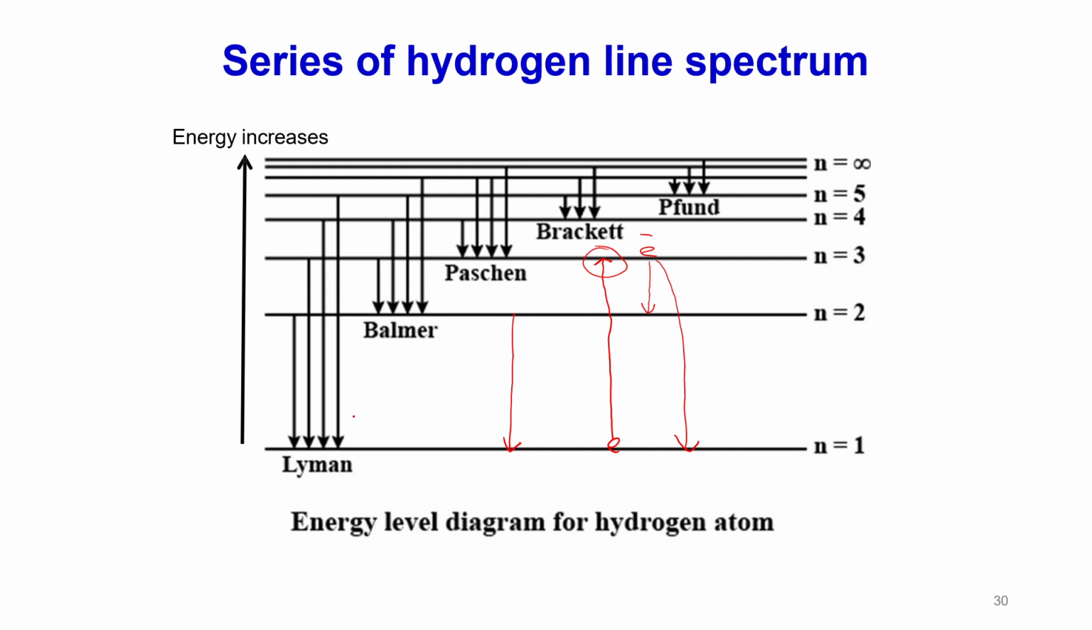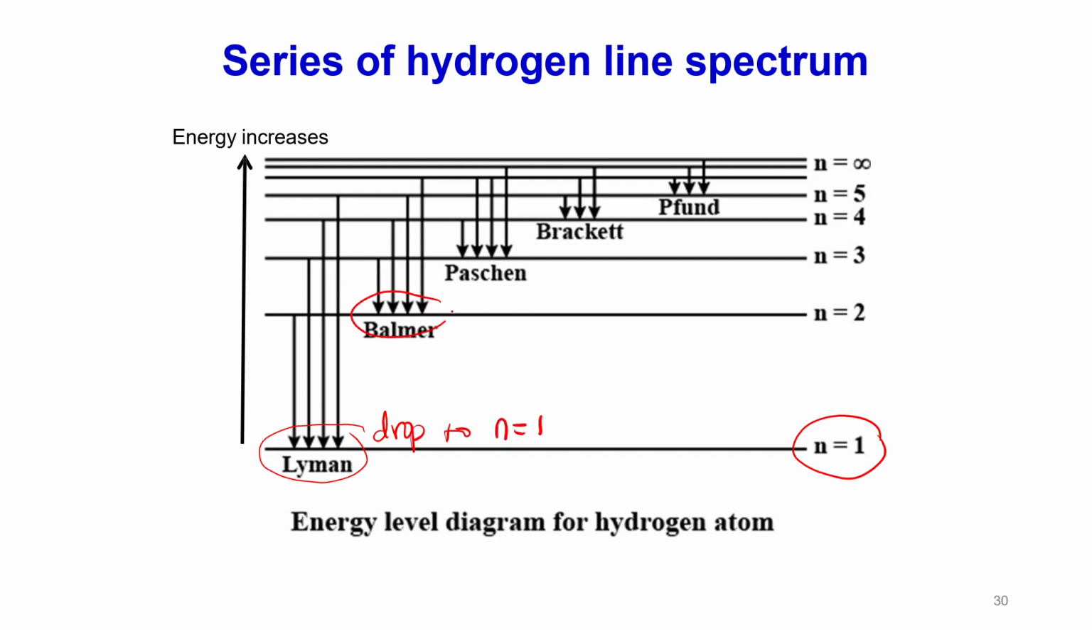So when all electrons drop back to n equals 1, we say that it is in the Lyman series. We have 5 series of hydrogen emission spectrum in Bohr. So when all the excited electrons from higher energy levels, no matter which n they come from, drop back to the lowest energy level, n equals 1, we say that it is in the Lyman series. Drop to first energy level.